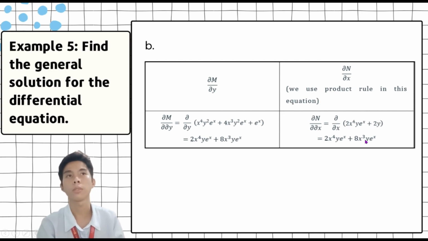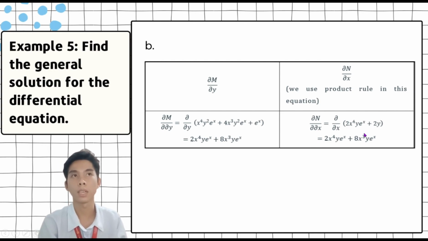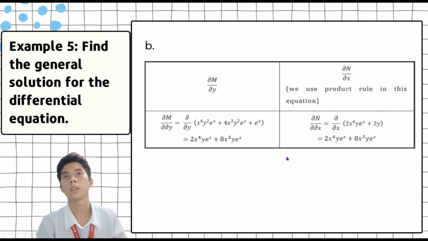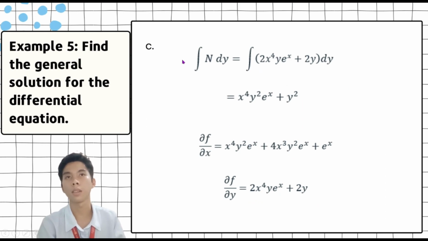In this equation, we use the value of our N dy for the integration part. So here is the third step: the integral of N dy equals the integral of the quantity 2x raised to the power of 4 y e to the x plus 2y, dy, which equals x to the 4 y squared e to the x plus y squared. So now we have the value of our partial derivative of f with respect to x and with respect to y.